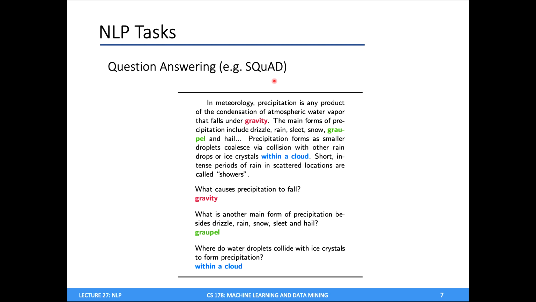There's a cool data set here, essentially consisting of these context and question pairs with the answers, called the SQuAD data set. It stands for Stanford Question Answering Data Set. This is a really popular benchmark task in NLP.